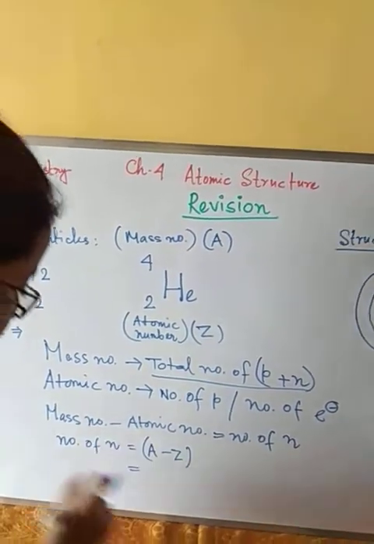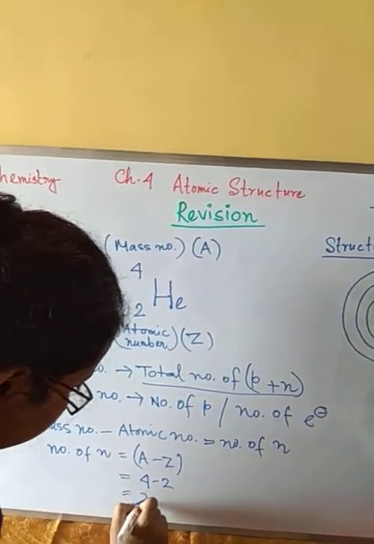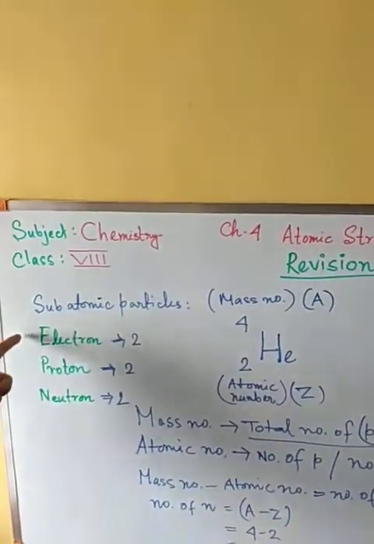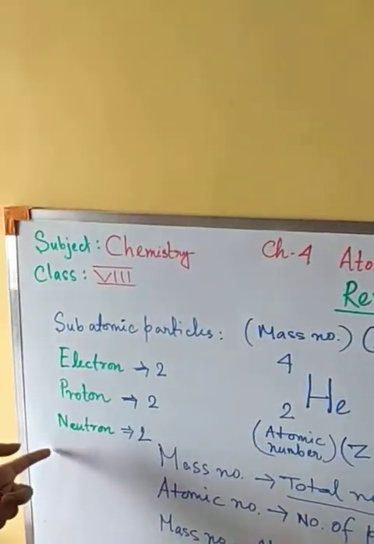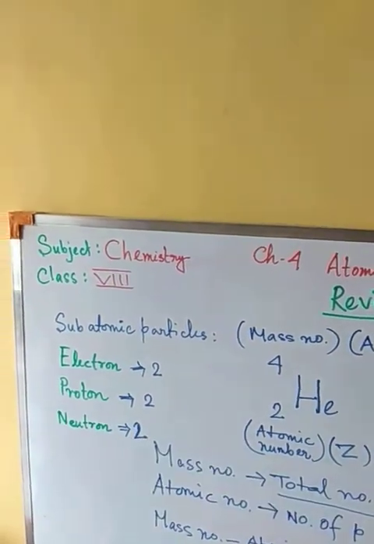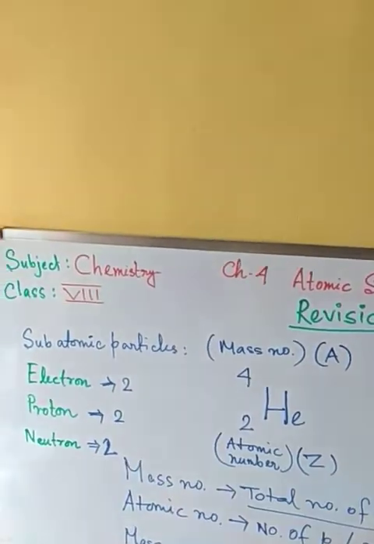For helium this will be 4 minus 2, that is 2. So for helium, electron, proton and neutron all have 2 subatomic particles: 2 electrons, 2 protons and 2 neutrons.